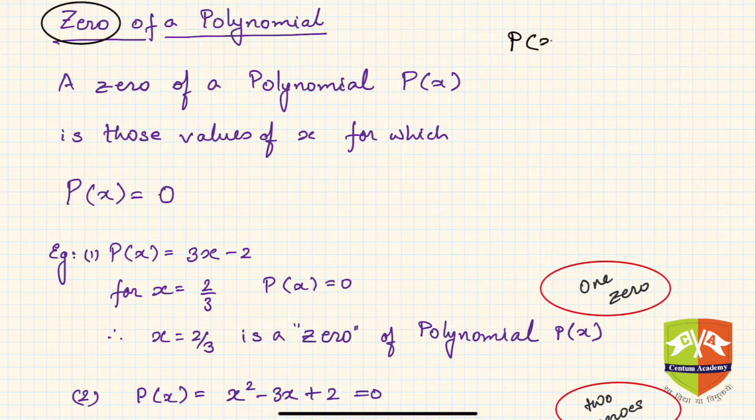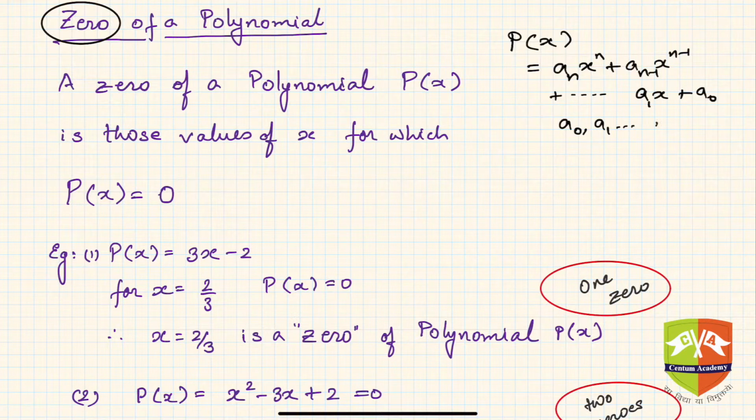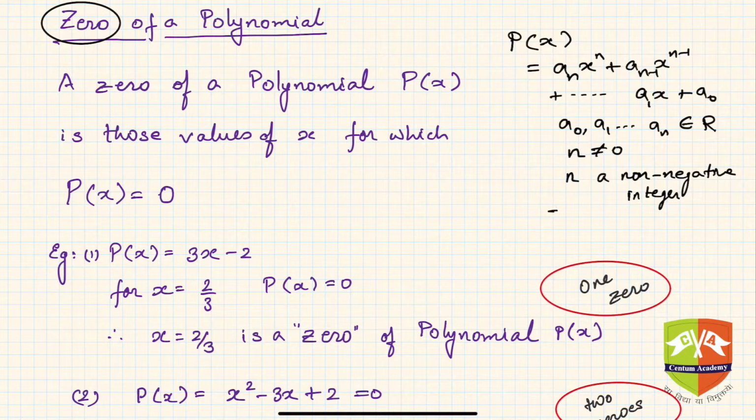So, if a polynomial p(x) is given as a_n x to the power n plus a_(n-1) x to the power n minus 1 and so on and so forth till, let's say, a_1 x plus a_0, where a_0, a_1 and a_n are all real numbers and a_n is not equal to 0. And n is a non-negative integer. So we are only dealing with such kind of algebraic expressions, which are called polynomials.